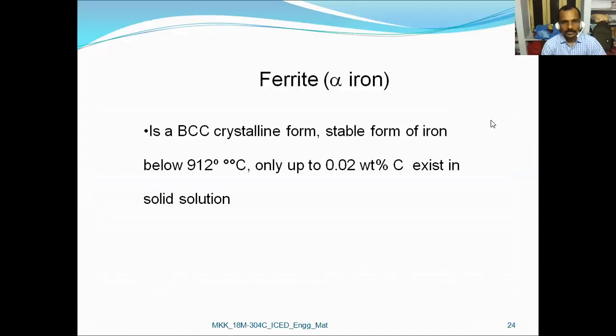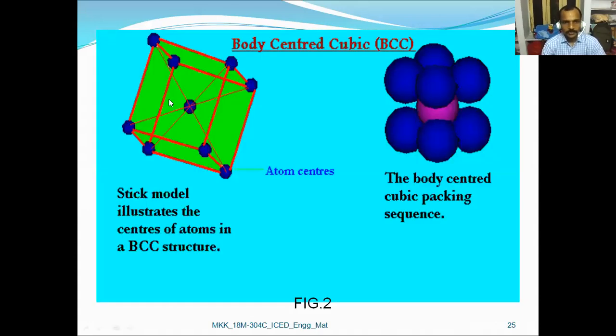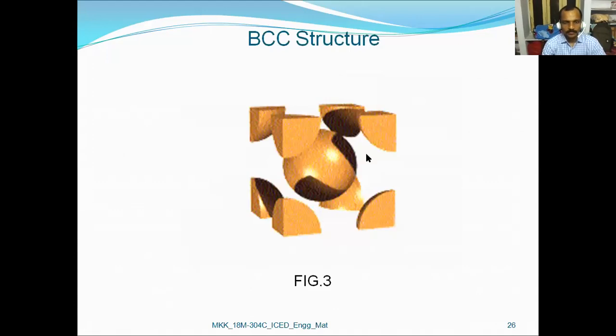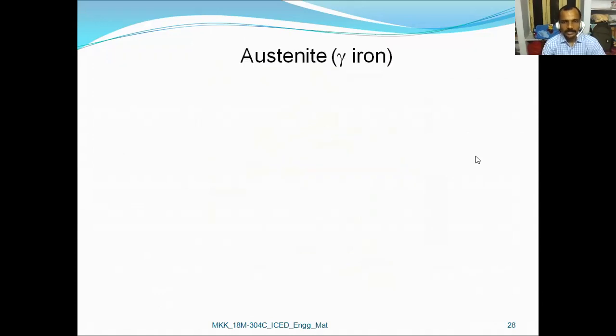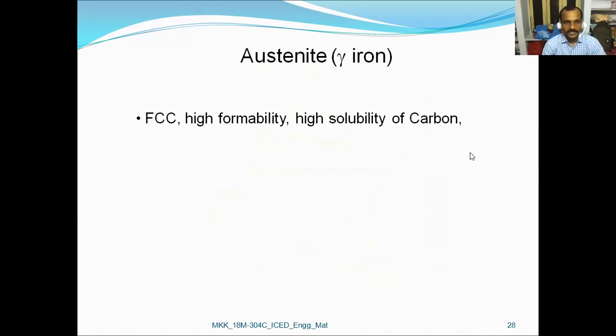We have discussed that ferrite is nothing but alpha iron. It is stable below 912 degrees centigrade, having BCC structure. Only up to 0.02% carbon exists in solid solution. So this is the BCC structure we have discussed, and this is one other diagram, the unit cell diagram of BCC. Later austenite, nothing but gamma iron, has a face-centered cubic structure.